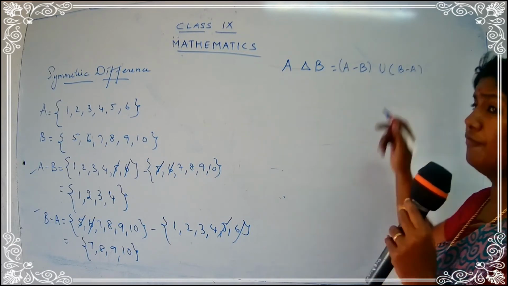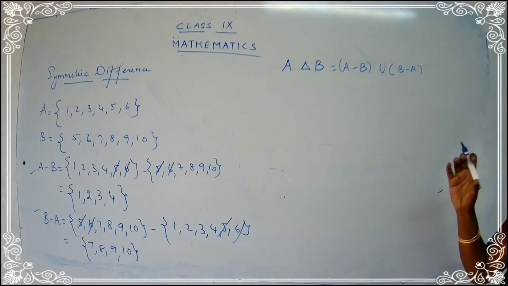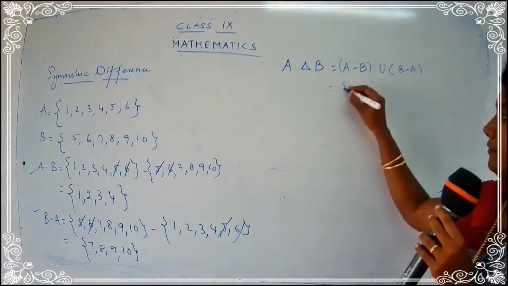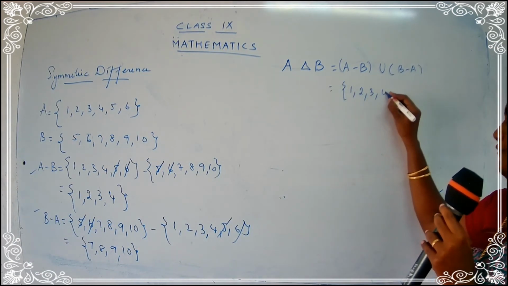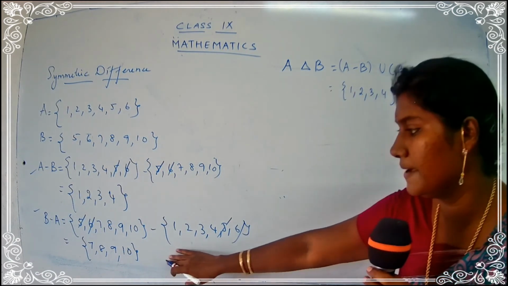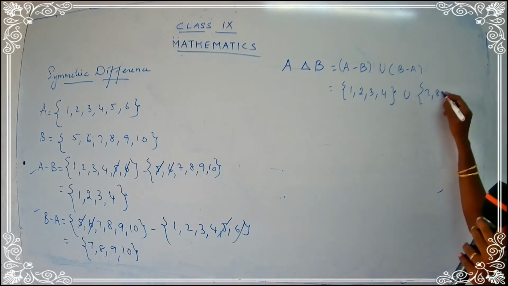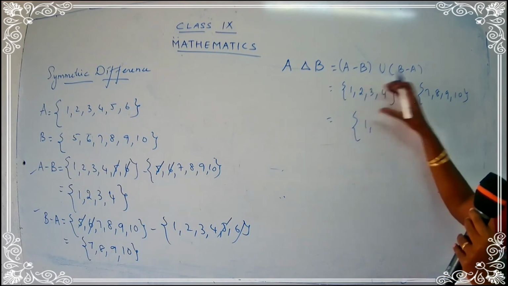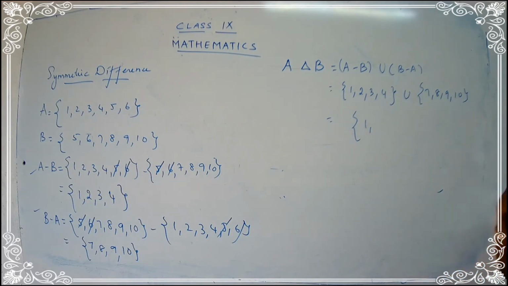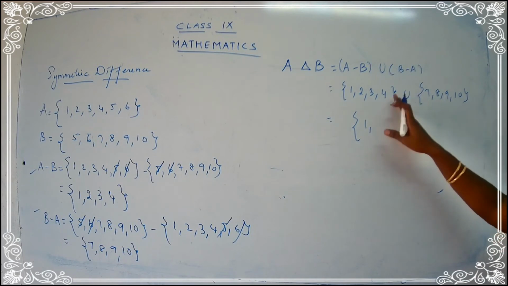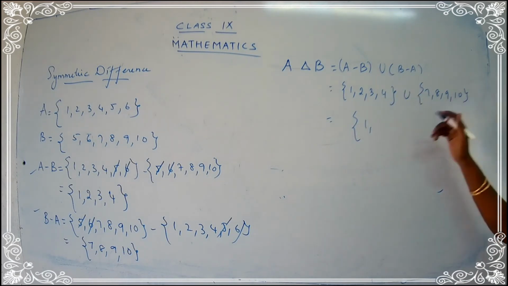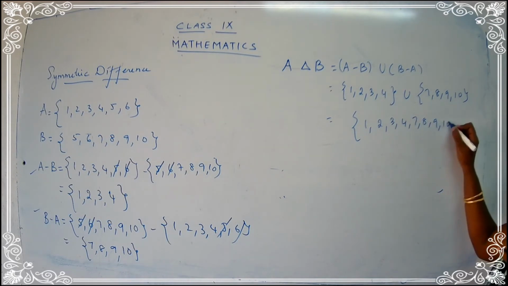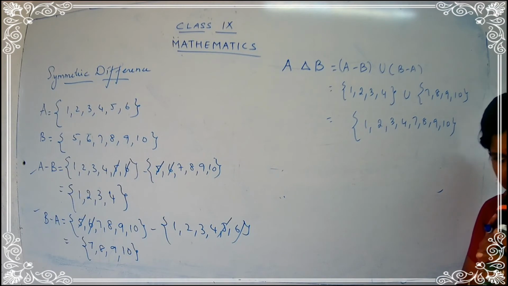What is the meaning of union? Union means you write down both the sets together. I'll write the value for A minus B: 1, 2, 3, 4, union. What is B minus A? 7, 8, 9, 10. So what is the answer? Combine, bring these two together. Just see if any numbers are repeated. Nothing is repeated. Everything here is totally different members. So the answer is 1, 2, 3, 4, 7, 8, 9, 10. Is it clear, children? Okay.